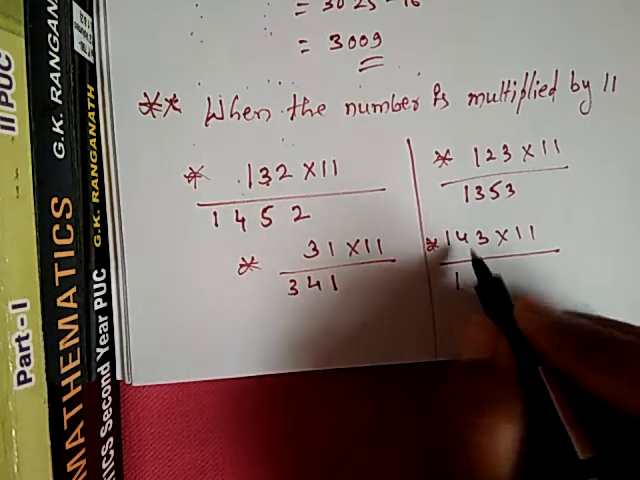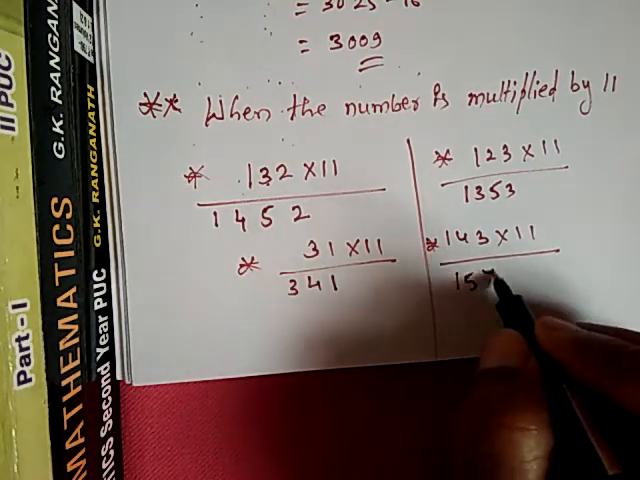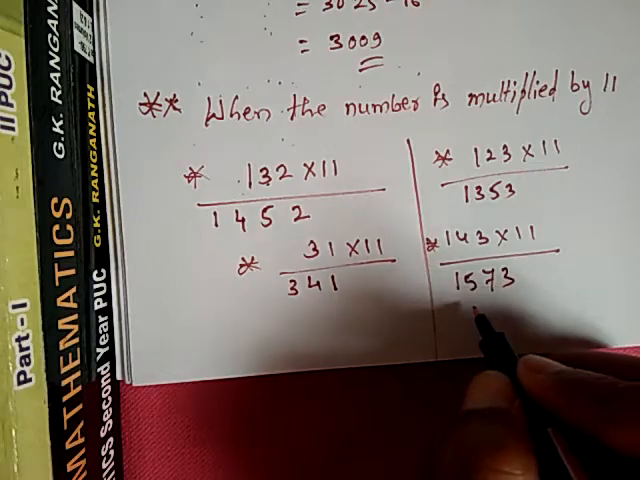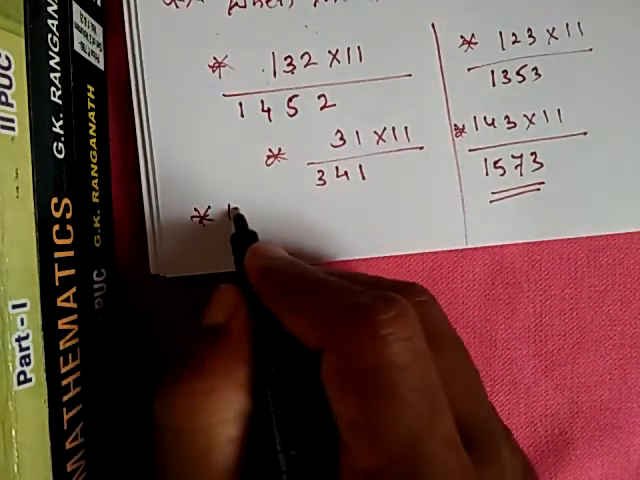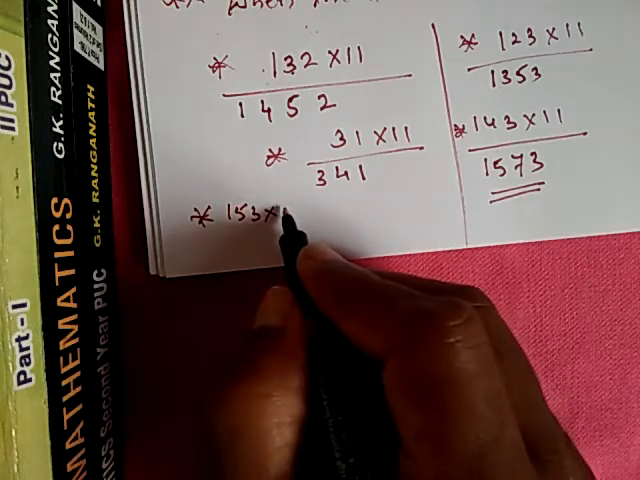So 1 as it is, 1 plus 4 is 5, 4 plus 3 is 7, and at last 3 as it is you have to keep. So 1573 is the answer. So one more example you can take, 153 into 11.